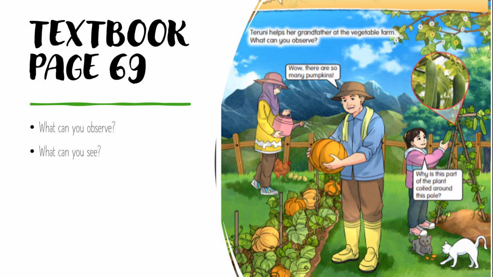Now, look at your textbook, page 69. Taruni helps her grandfather at a vegetable farm. What can you observe? Wow, there are so many pumpkins. Why is this part of the plant coiled around this pole?